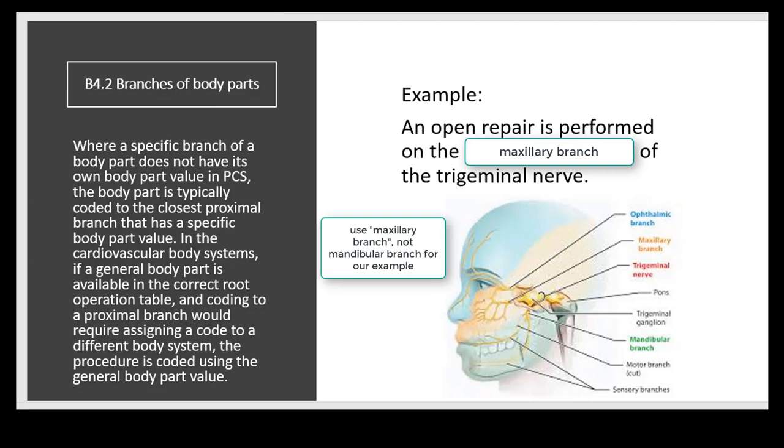You see there about midway down in red it says trigeminal nerve. And then just above it in orange, it says maxillary branch. There is no PCS body part value for the maxillary branch, just for the trigeminal.